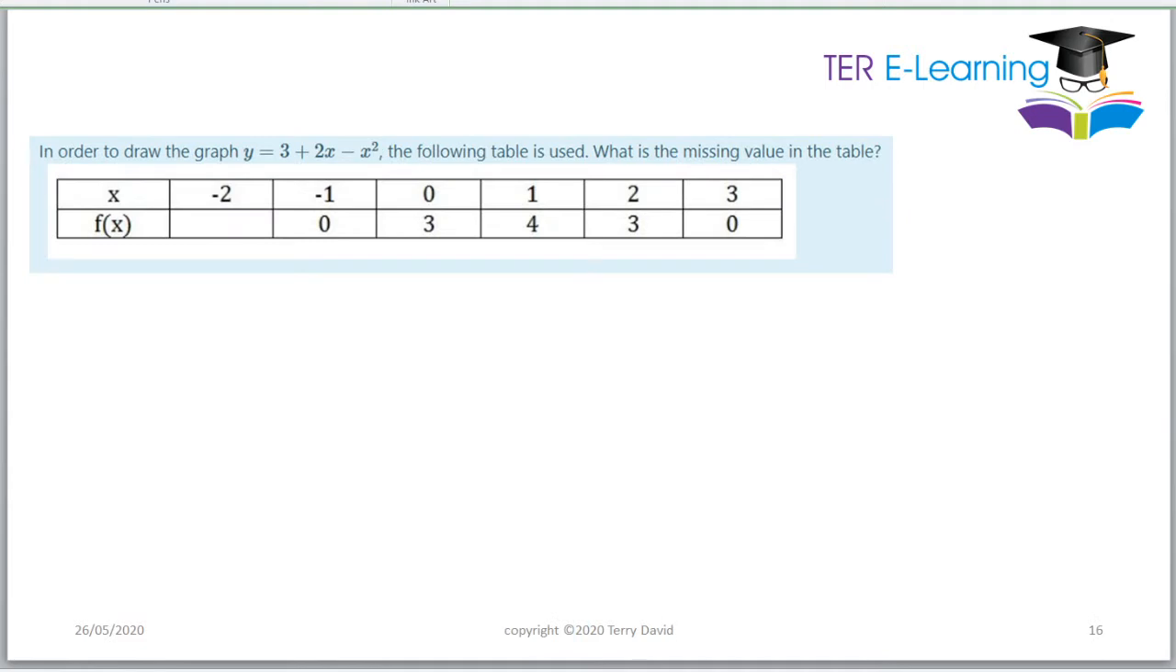So we have the next question here. I've given you a table, and it's a typical question in paper 2. So we have a table here, and you want to draw the graph y equals 3 plus 2x minus x squared using this table. What is the missing value? So they want to know what comes here. What is the missing value in this table here? What is the answer for this one?